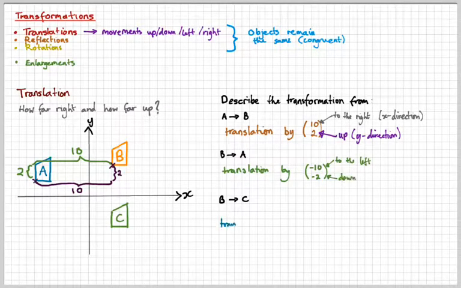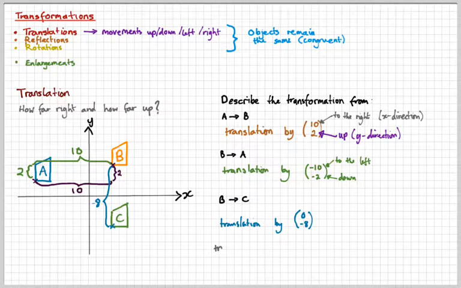Okay, next, B to C. So pause the video again, have a go at this if you haven't already. So B to C is obviously another translation. Well, how far right has it gone? From B to C, if you look at the x's that have been marked, it hasn't moved right at all, it's only moved down, and it's moved down by 8. So we say it's not moved right, and it's moved up negative 8.